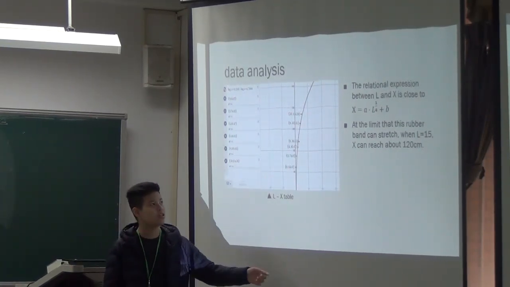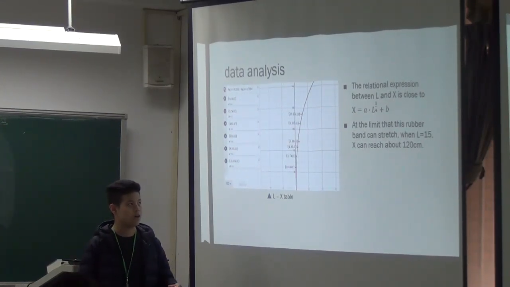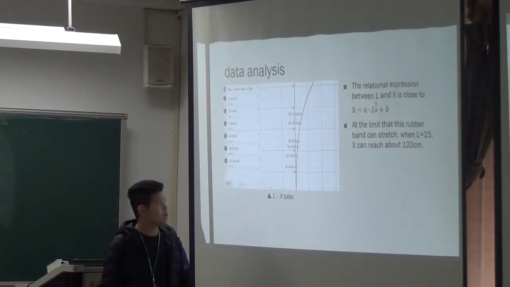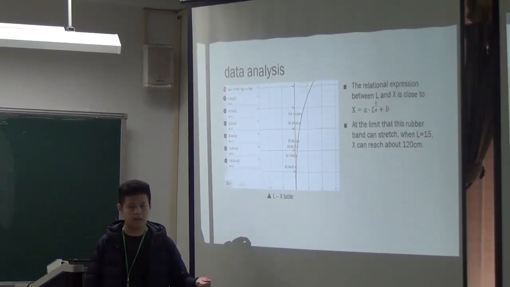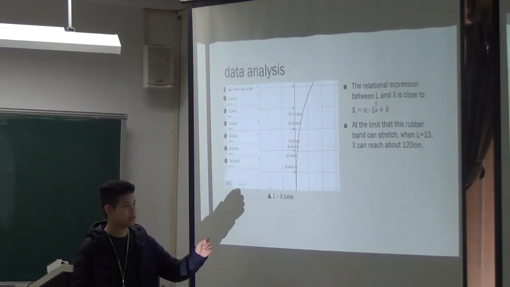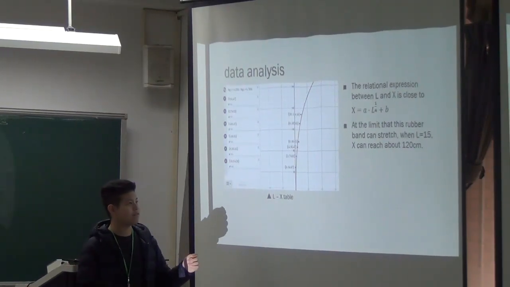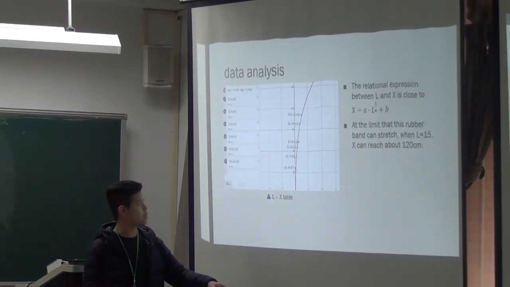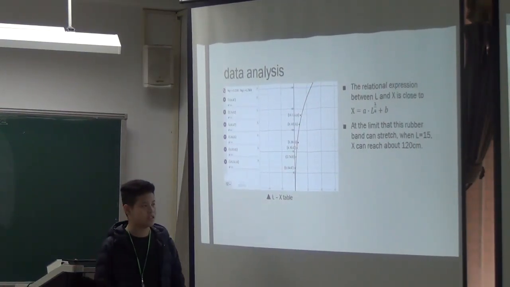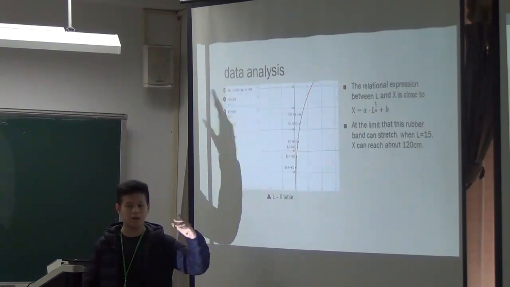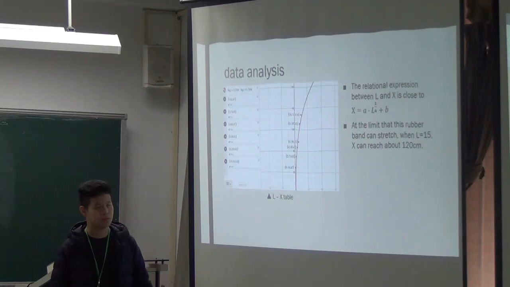And when we analyze this, we can find that it's nearly like this, so we take this equation: X is equal to A times L to the power of 1/4 plus B. In this rubber band, the limited L is 15 cm. So we can find that when L is 15 cm, X is about 120 cm. So 120 cm is the farthest distance in this experiment.